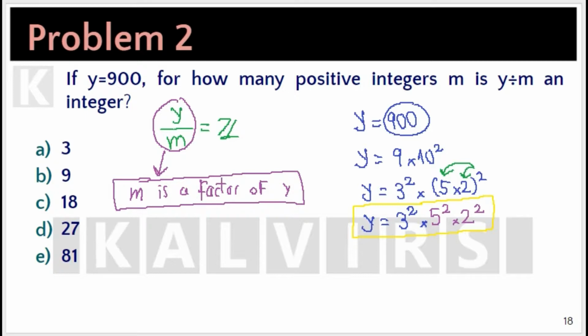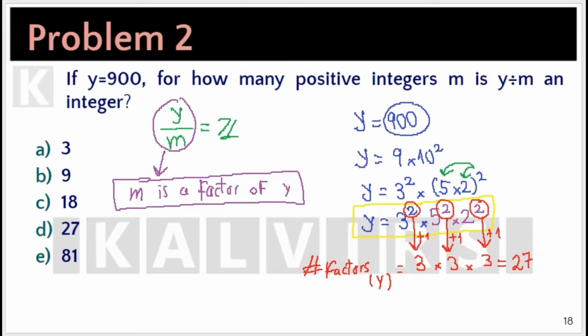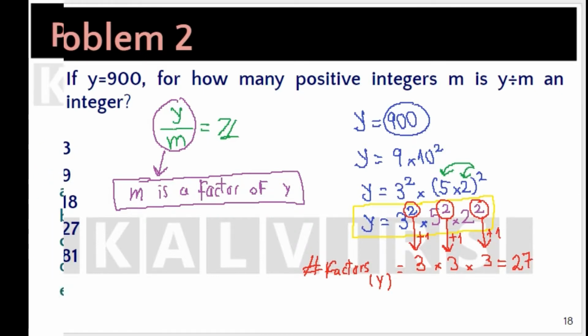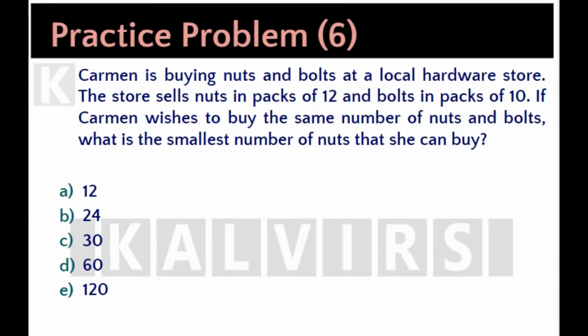Once we get the prime factorization, we need to add 1 unit to each of the exponents. 2 plus 1, 3, 2 plus 1, 3, 2 plus 1, 3. And finally, the number of factors of y is the product of these numbers. 3 times 3 times 3, 27. Choice D is correct.